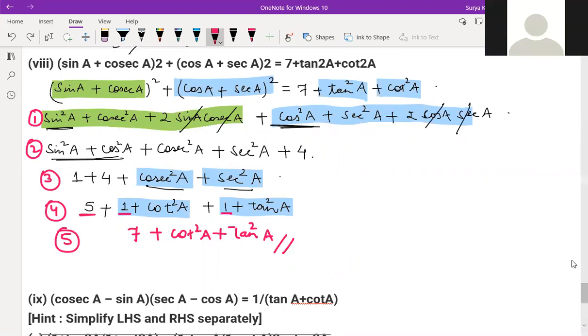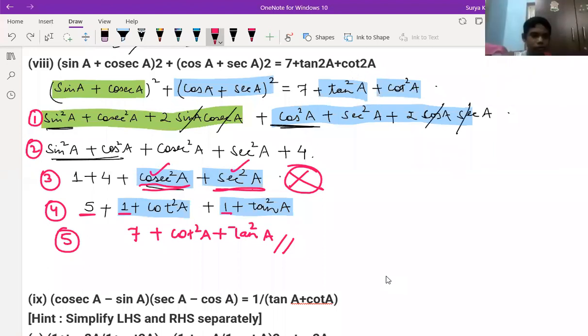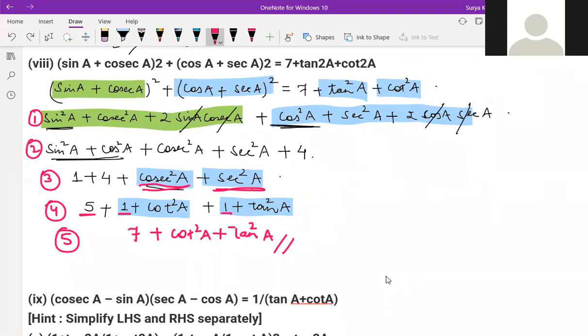No one is having doubt. All right, fine. Sir, the fourth step. See, the fourth step, I'm telling Praharshan here. See, in the third step, we are getting it in cosec square A and sec square A form, which we don't require. We have to convert cosec and sec into the form of tan and cot. We have the identity that 1 plus cot square A is equal to cosec square A, and 1 plus tan square A is equal to sec square A. So we converted this one, that's it.